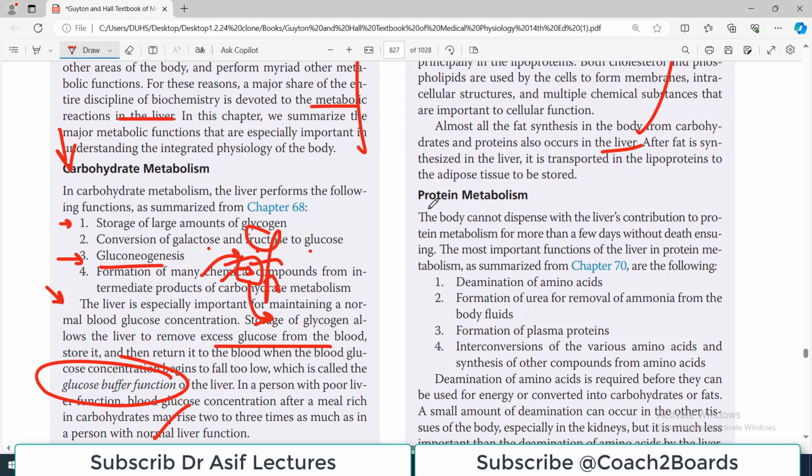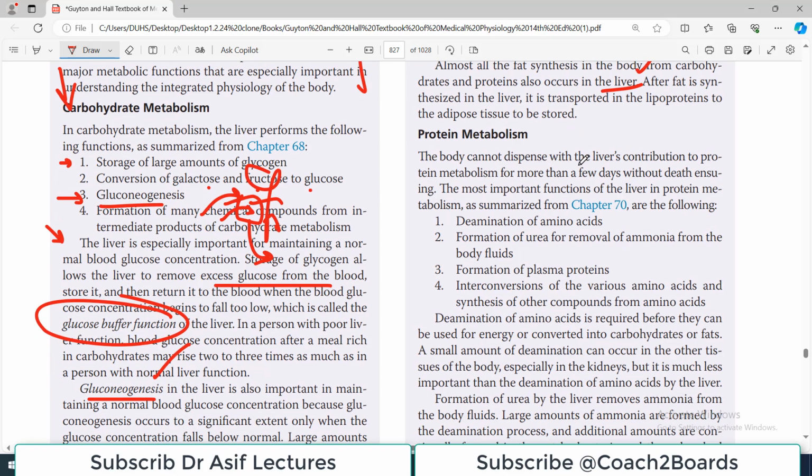If we talk about protein metabolism, the body cannot dispense with the liver's contribution to protein metabolism as well. It is involved in deamination of amino acids and formation of urea, very, very important, because otherwise you will not be able to handle ammonia, which is very toxic. So you convert it into urea in the liver, and then you excrete it out through the kidneys. Formation of plasma proteins.